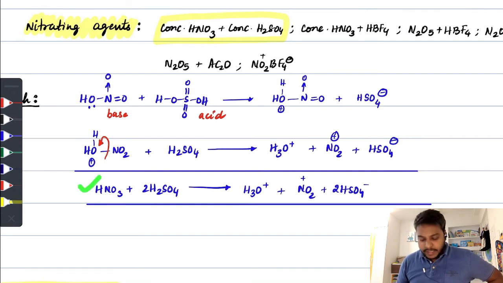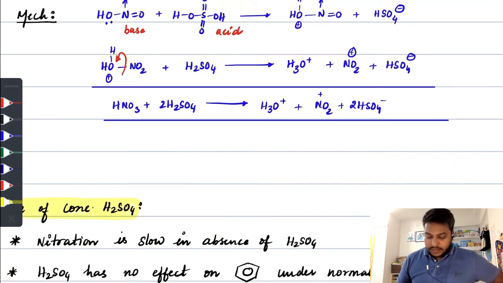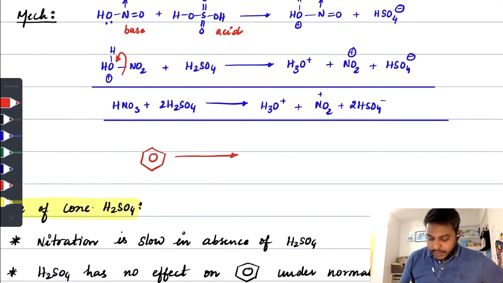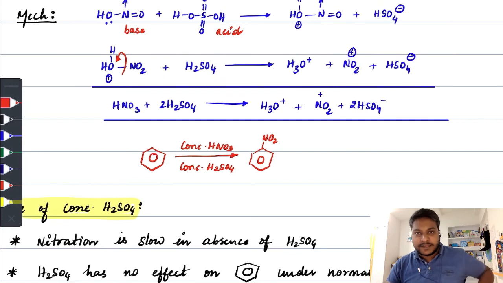So if you write the overall reaction, 1 mole of HNO3 reacts with 2 moles of H2SO4 to form 1 mole of H3O plus, 1 mole of NO2 plus, and 2 moles of HSO4 minus. So here we got NO2 plus generated. Once you get NO2 plus, I can directly write down that benzene in the presence of concentrated HNO3 and concentrated H2SO4, we have sufficiently generated NO2 plus by which substitution can take place. So nitrobenzene is formed in this case.